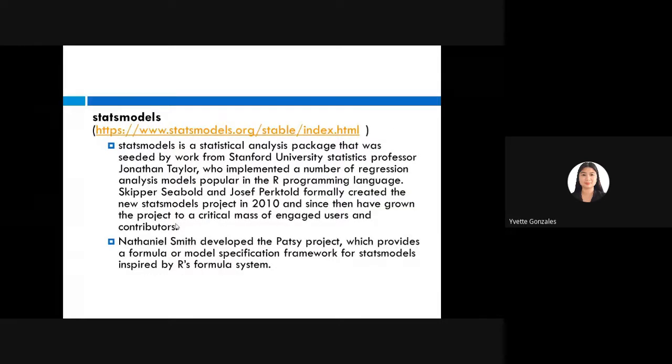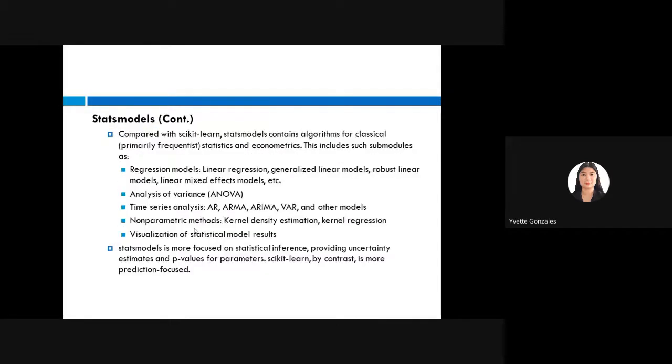And another one is statsmodels. So statsmodels is a statistical analysis package that was seeded by the work of Stanford University statistics professor Jonathan Taylor, who implemented a number of regression analysis models popular in the R programming language. So Skipper Seabold and Josef Perktold formally created the new statsmodels project in 2010, and since then have grown the project to critical mass of engaged users and contributors. So Nathaniel Smith developed the Patsy project, which provides a formula system for model specification for statsmodels inspired by R's formula system.